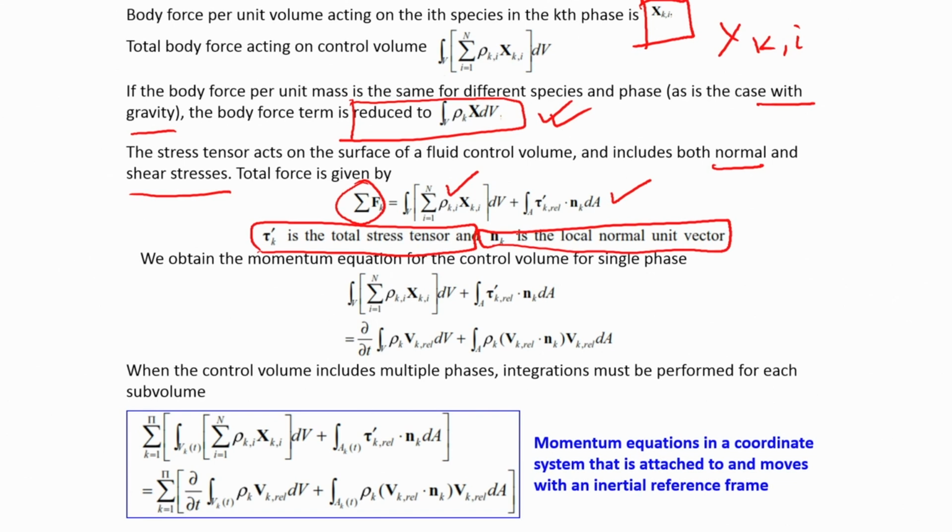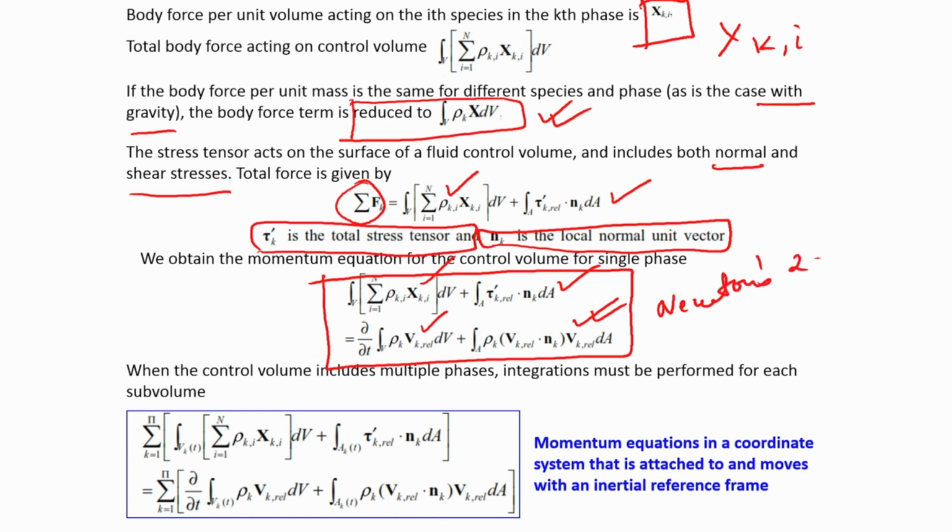So, the total momentum equation can be written in this particular form. What can we say? This term is the rate of change of momentum within the control volume. This is the momentum flux. These two constitute the convective derivative portion. This is the body force term, and this is the total stress term. So, this is nothing but Newton's second law of motion.